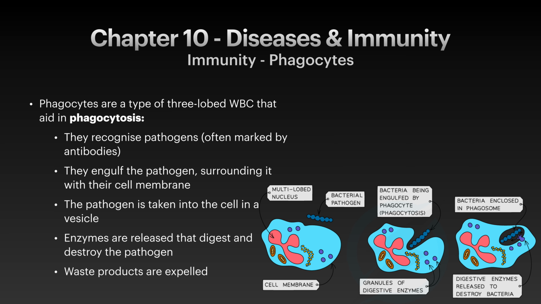There are two main types of white blood cells: phagocytes and lymphocytes. Phagocytes perform phagocytosis. They recognize pathogens, often marked by antibodies, and engulf the pathogen, surrounding it with their cell membrane. The pathogen is taken into the cell in a vesicle. Enzymes are released that digest and destroy the pathogen. The waste products are then expelled. This is a non-specific response. Phagocytes will attack any pathogen they encounter.